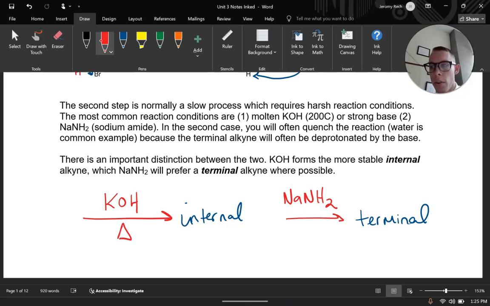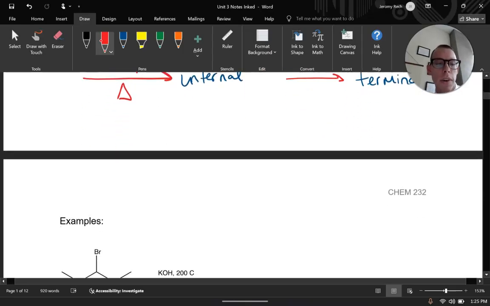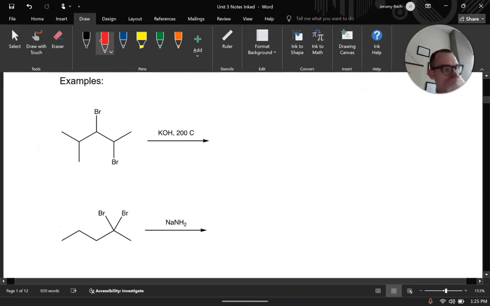So let's walk through a few quick practice problems with regards to this type of reaction. In our very first one, we're going to use a vicinal dihalide. So we have 2 bromines, and we're using KOH at 200 degrees C.